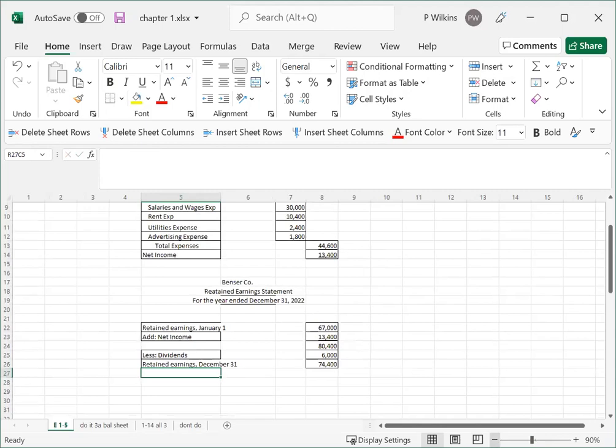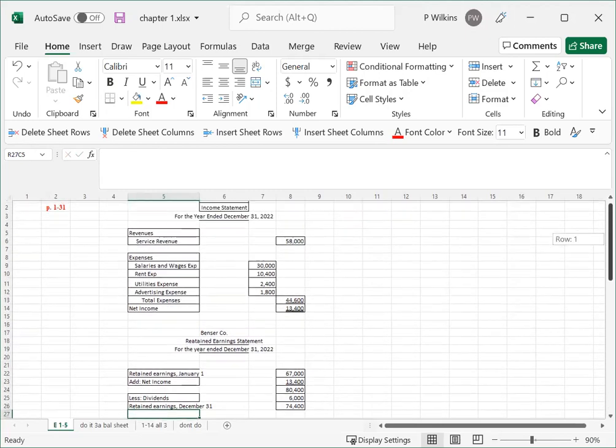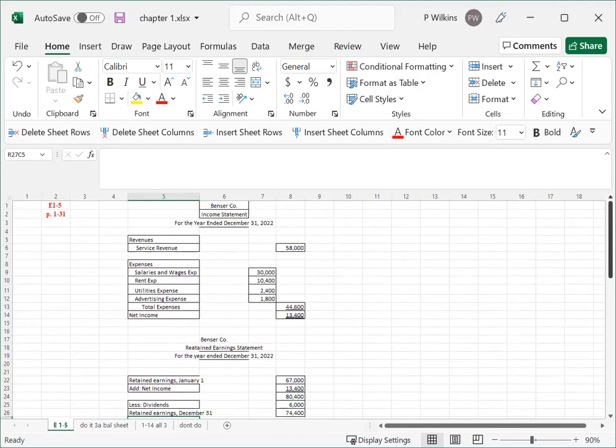So let me try and just reduce this down just so you can get a little picture here of both statements together. Let's see if we can fit it all. There we go. All right. So that is an income statement and a retained earnings statement. We haven't done a balance sheet for any companies yet. That's just those two to look at. Okay. So that you can kind of see the process of how that works.